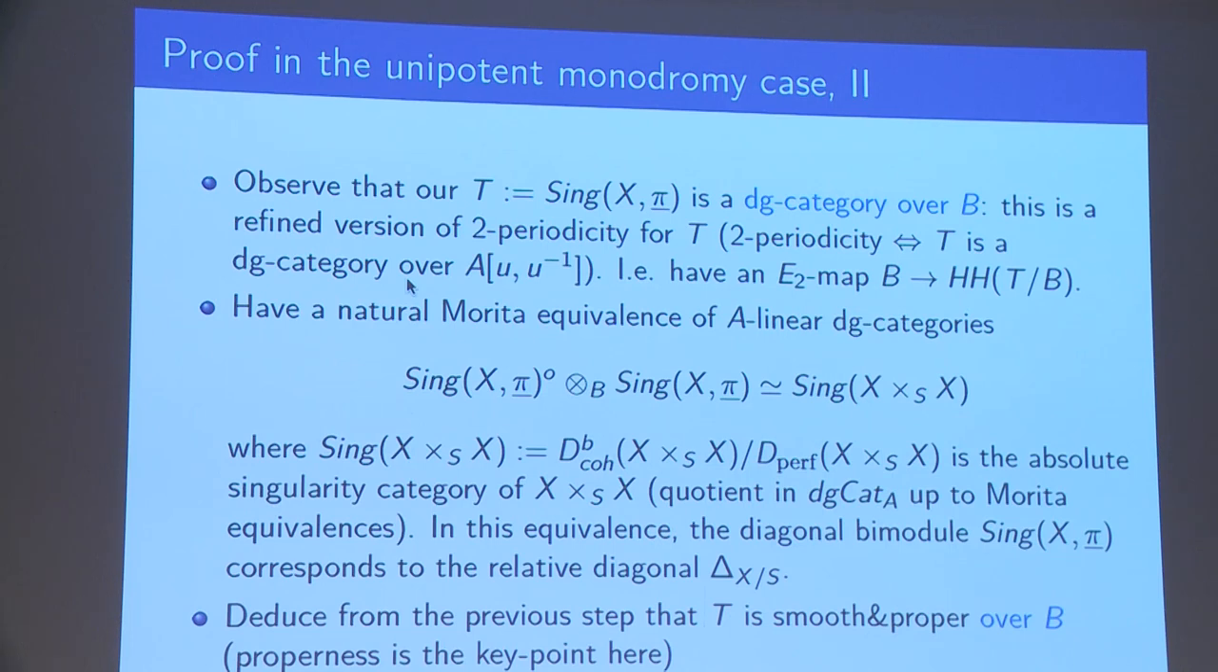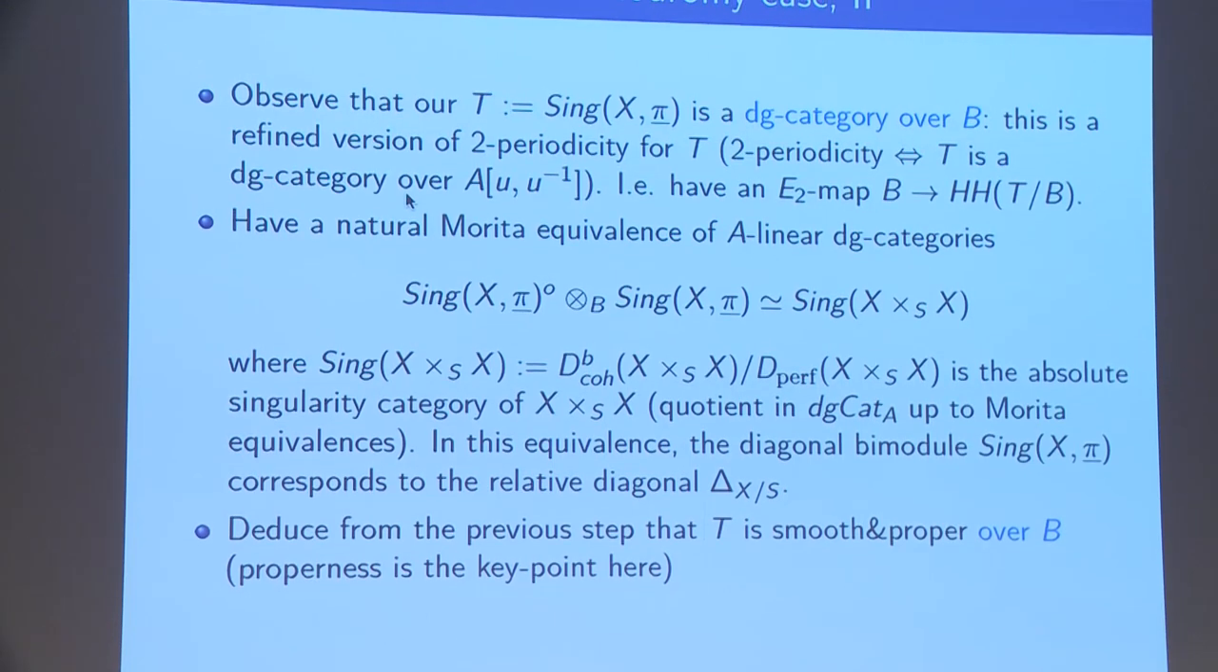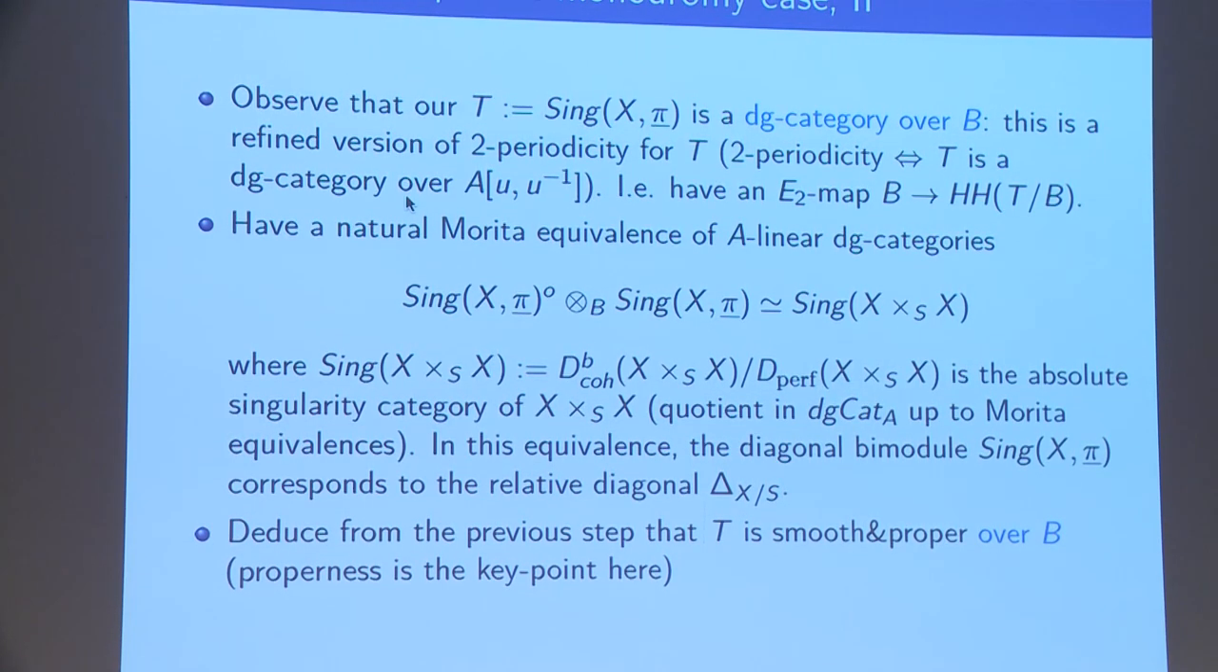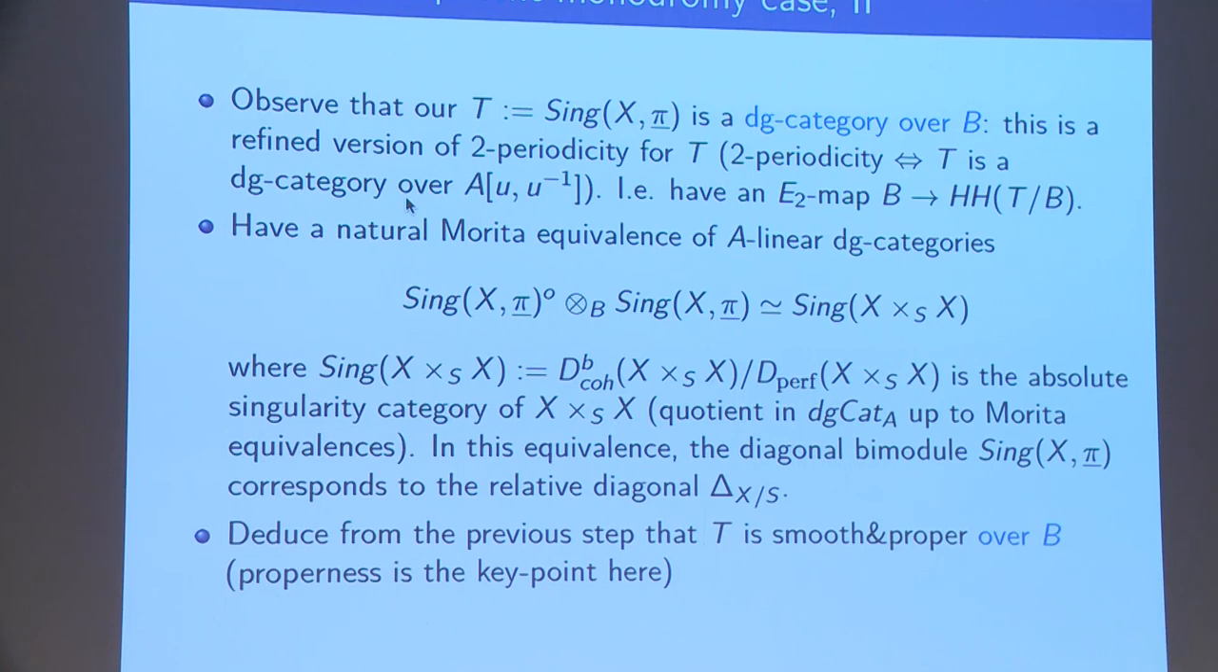And the other result you have is that there is a natural equivalence of dg categories over A: the singularity category of pi, where pi is the composition of p with the uniformizer, opposite tensor B, the singularities of pi, is the same thing as the absolute singularity category of the tensor of the fiber product. This is something you have to prove, it's not obvious. And in this equivalence, on the left-hand side you can view the singularity category as a bimodule over singularity times singularity, and this goes to the diagonal on the right-hand side.